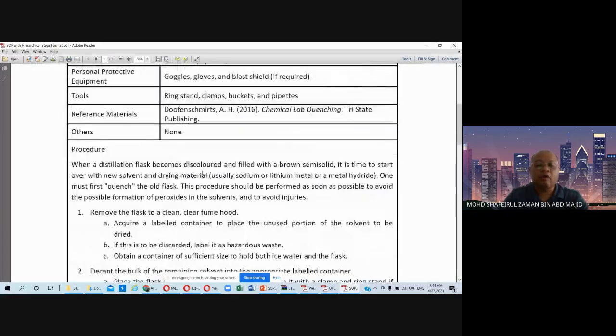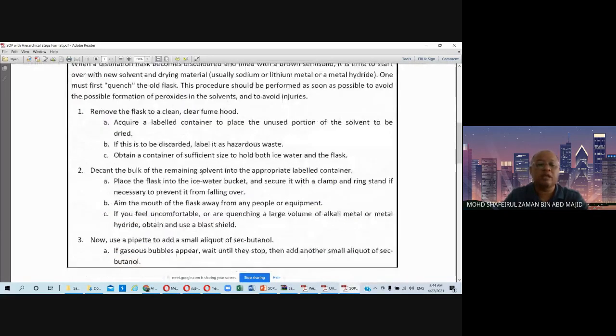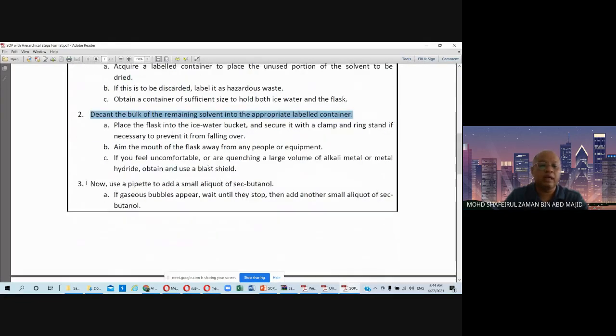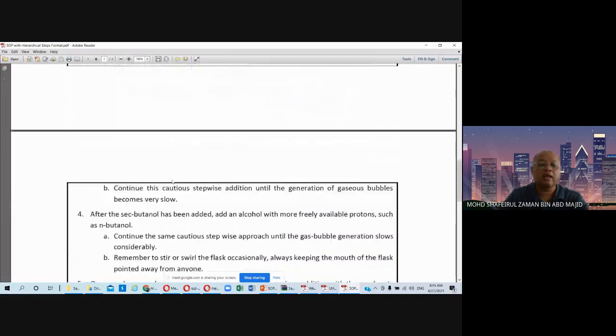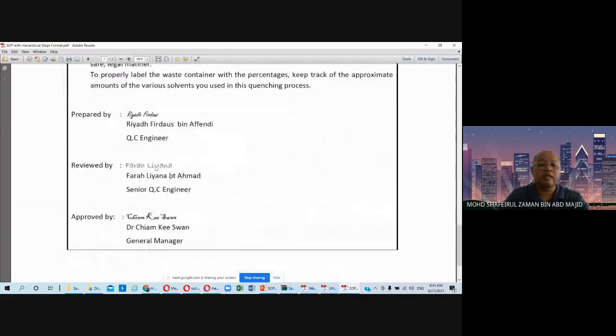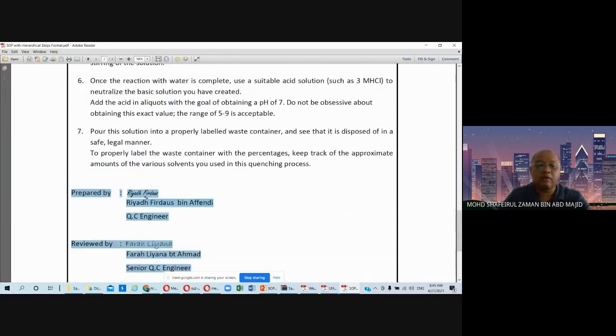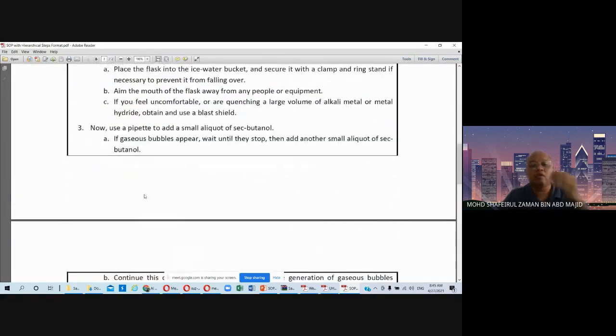And then for the hierarchical operating procedure, everything is arranged according to the sequence. So this is step number 1, step number 2, step number 3, and until the rest. And you have the same things again at the bottom of the SOP. You need to have the prepared by, reviewed by, and approved by column. So this is for hierarchical because it follows the sequence: number 1, number 2, number 3, and the rest.